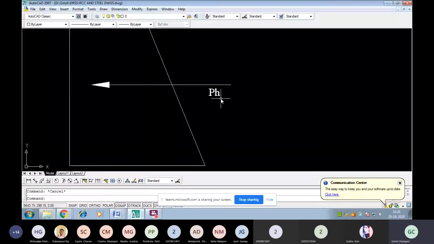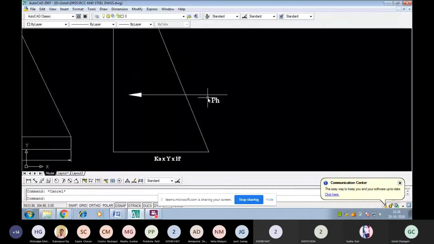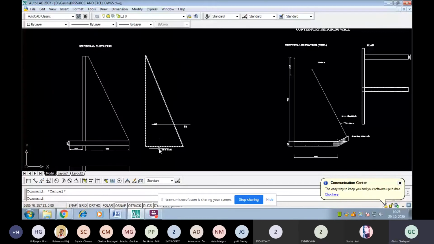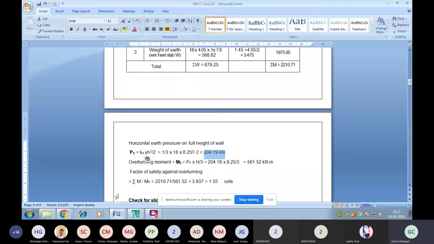So 204 is a horizontal pressure, not the moment. I am telling you, 204 is a horizontal force. It is acting at a distance of H by 3. That is, when you are taking this as a triangle, the force is acting like this. This will be 2/3 of H and this will be 1/3 of H. So to calculate the moment, it will be pH into 1/3 of H.